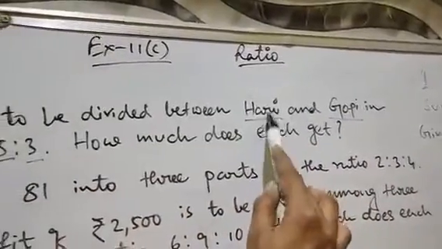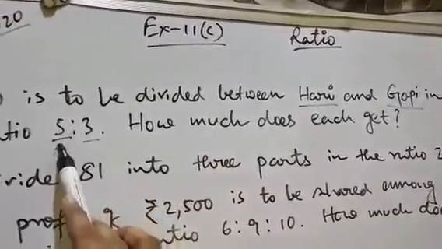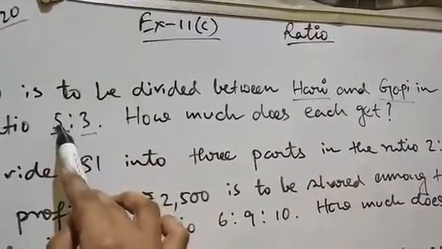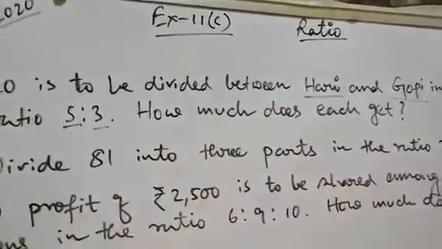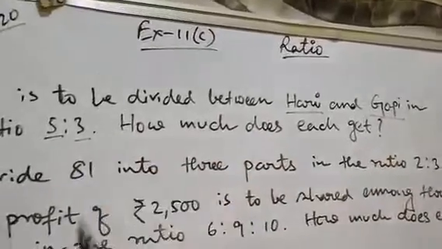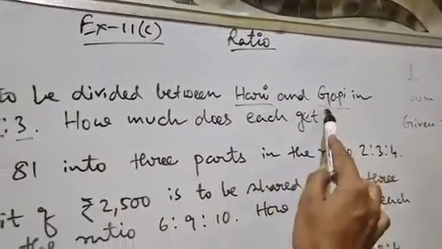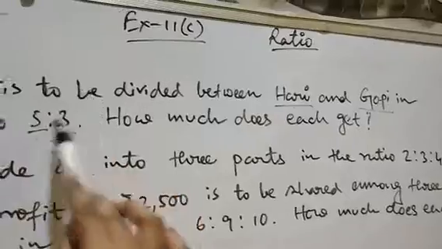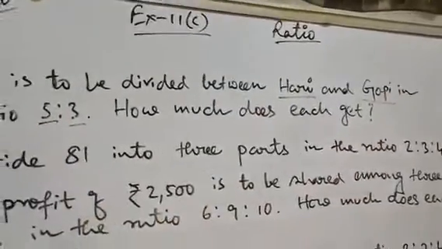The first name is Hari. Here in the ratio the first number is 5. Therefore Hari will receive 5 rupees. If Hari receives 5 rupees, then Gopi will receive 3 rupees. Gopi is the second name and the 3 is the second number. Therefore Gopi will receive 3 rupees.